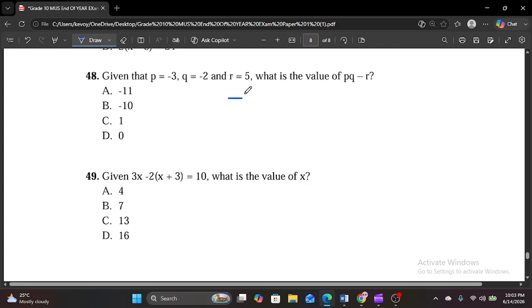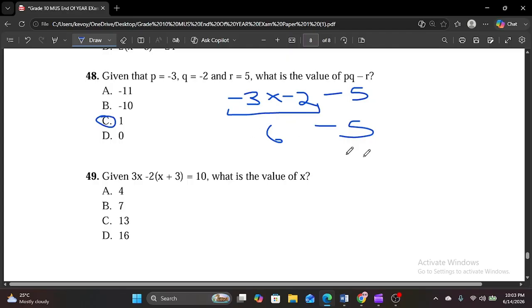So it's going to be negative 3 times Q, which is negative 2, and R is going to be 5. So you do this first, you multiply before you subtract. Let me just quickly do it. So 2 times 3 is going to be 6 and you minus 5. So that's going to be 1.